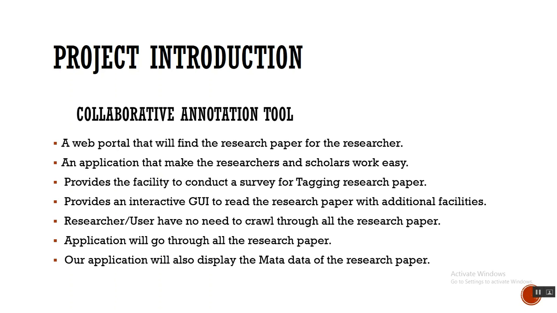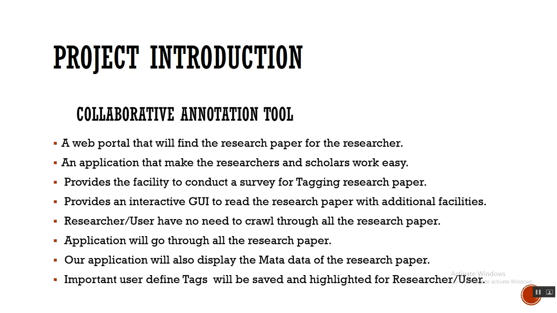An additional feature which CAT also provides is the metadata of the research paper. Metadata is the information about the research paper. CAT not only highlights and extracts the information from the research paper, but also stores that information and data in an efficient manner in the database for further processing and for further use. This is the brief introduction of this project.